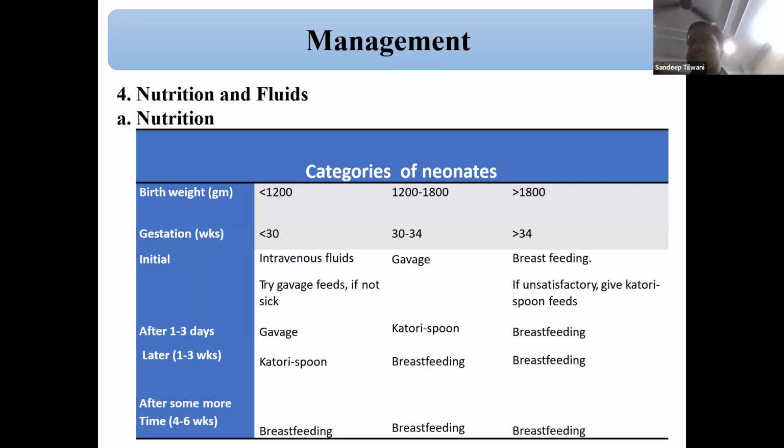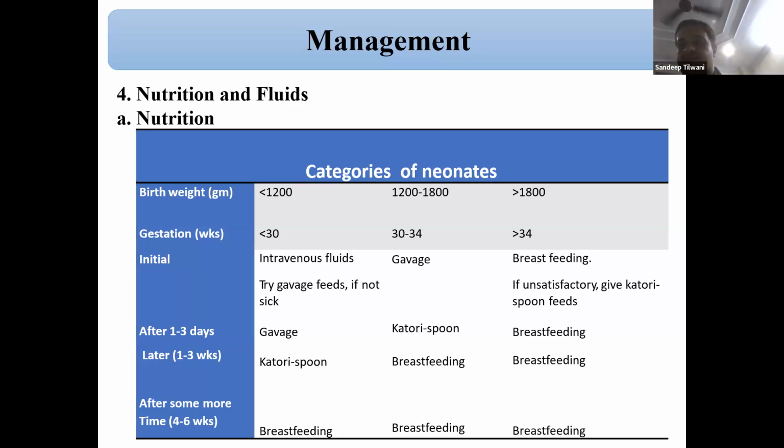And until and unless you take care of the nutrition through mother's milk, you are not going to produce good outcomes. So in such case, it becomes our duty to motivate the mothers, counsel them about the importance of breast milk, and to ensure that they express enough breast milk.